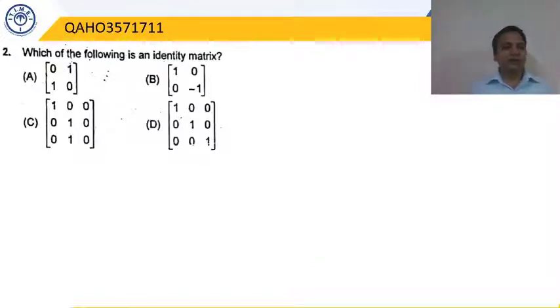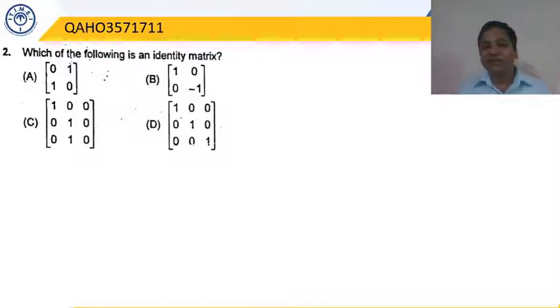This is not an identity matrix. Second, it's a diagonal matrix, but elements are different, 1 and -1. Third, it is not an identity matrix because in third row, second column, it has element as 1, which is not in the diagonal. If we clearly look at choice 4, this is the only choice left.